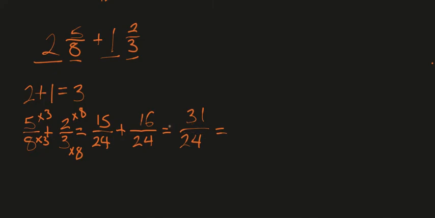This is an improper fraction. 24 goes into 31 one time, and there will be 7 remaining out of 24. So we can add 3 plus 1 and 7 over 24. In this instance, all we need to do is add the whole numbers together. 3 plus 1 is 4, and 7 over 24.